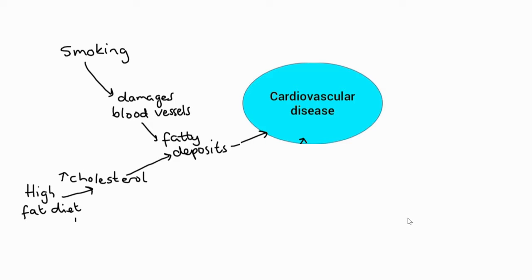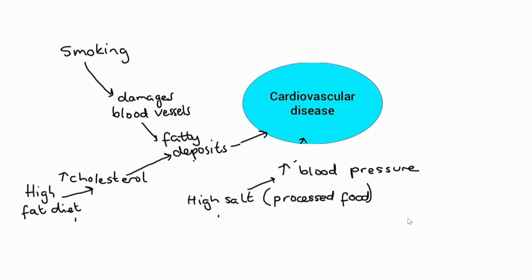Diet also has a massive impact on cardiovascular disease. If you have a diet that's really high in fat, it could increase your cholesterol levels, and cholesterol is a type of lipid your body makes. And if you eat a diet high in saturated fats, you can increase the levels of something called bad cholesterol, and bad cholesterol also contributes to the buildup of fatty deposits causing coronary heart disease.